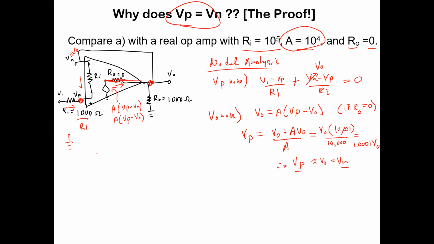Now, you can continue this by substituting. This is equation 1, this is equation 2, and you could substitute 2 into 1. And what you'll have is V1 minus 1.0001 VO over R1. I guess I'm not substituting 2 into 1, I'm just substituting, let's just call this equation 2 here. This is what we're substituting.